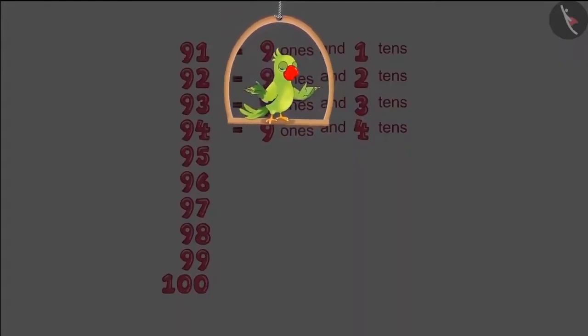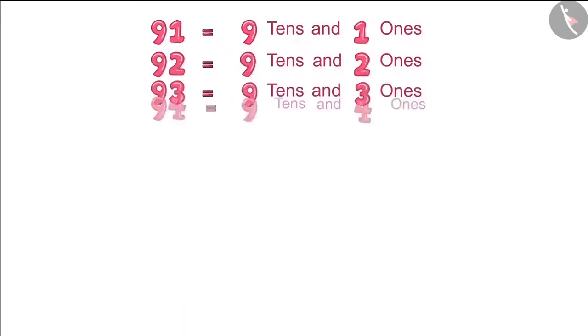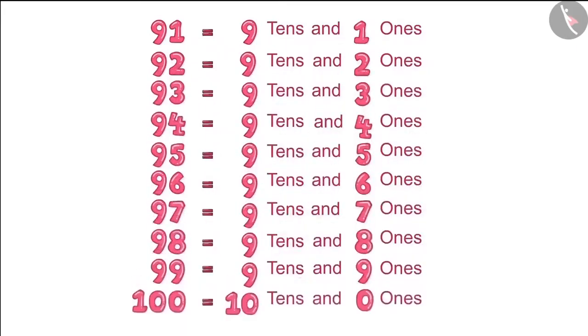Come on, let's see what they wrote now. It is written here that there are 9 tens and 1 ones in 91. Then there are 9 tens and 2 ones in 92. And just like that, they corrected all the numbers and wrote them down.